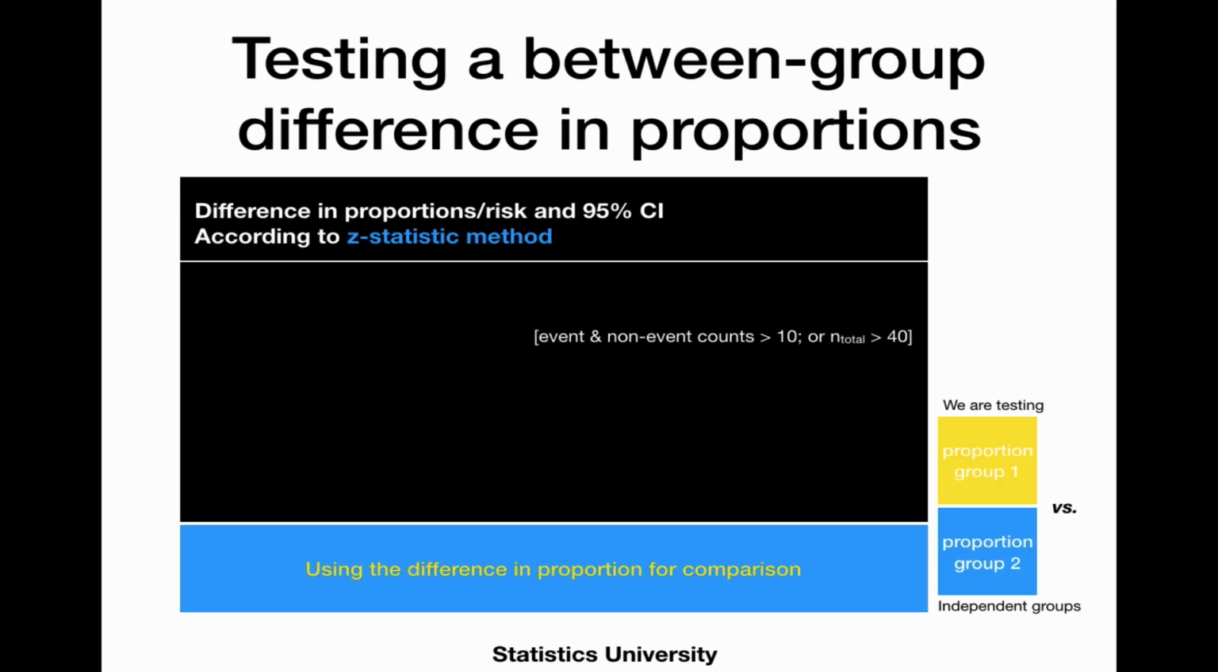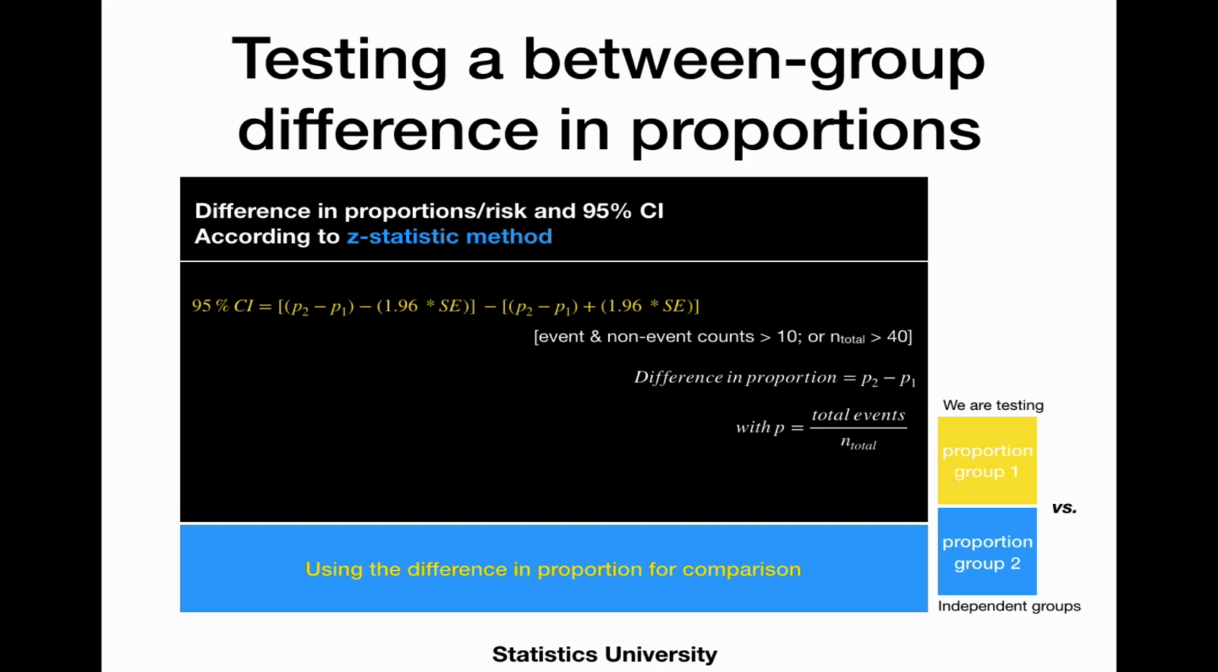This is how you do it for a z-statistic method. But we need to know that we have at least 10 events and non-events, or a total number of 40 patients in our study. And then we calculate the difference in proportion between both groups and construct a 95% confidence interval based on that difference. The z-statistic is simply the difference in proportions divided by the standard error. And the standard error is calculated by the product between the probability of an event and the probability of a non-event divided by the total number of patients in the study, and then take the square root of that.